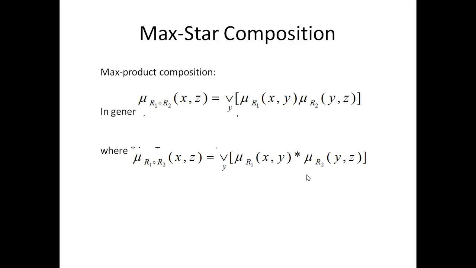Now max product composition. The mu of R1 o R2 at xz is the same as the union of mu R1 xy times mu R2 yz.